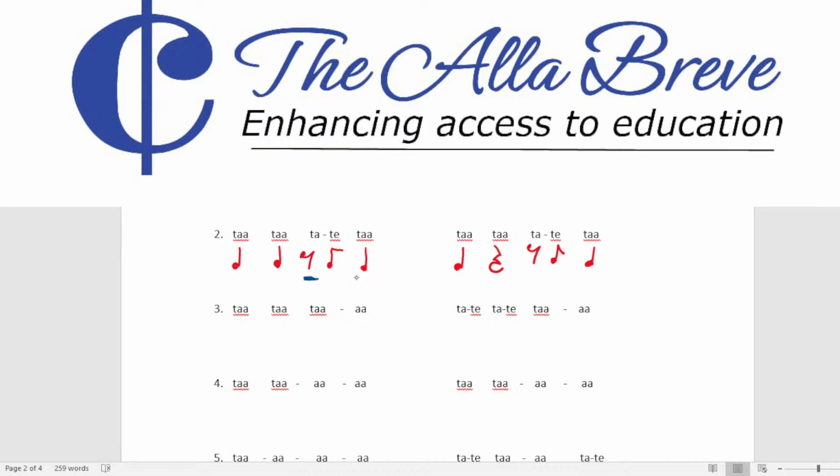There's a good pace. Second bit of it, ta te ta ta te ta. We bring back our metronome. 1, 2, 3, 4. Ta te ta ta te ta ta te ta ta te ta.